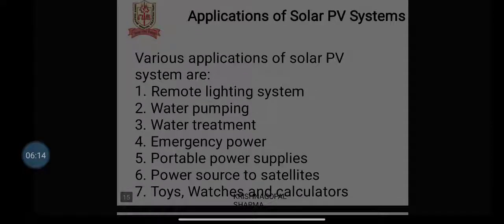Applications of solar photovoltaic systems. Various applications of solar photovoltaic systems are remote lighting systems, water pumping, water treatment, emergency power, portable power supplies, power source to satellites, toys, watches and calculators.